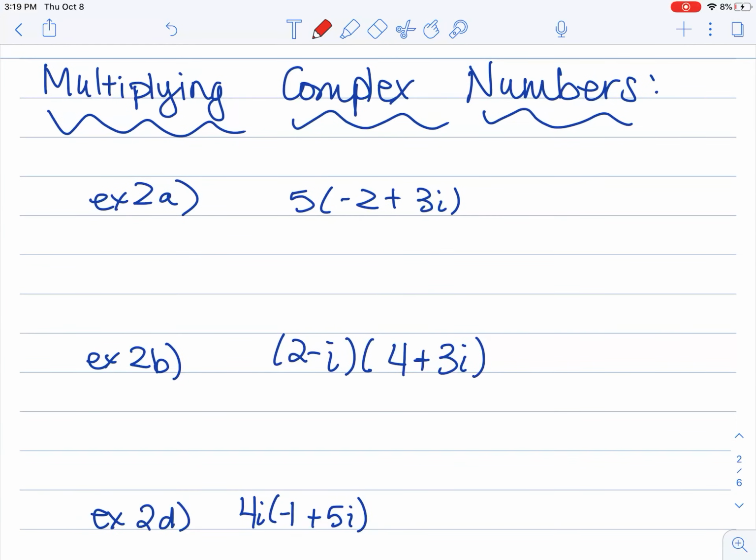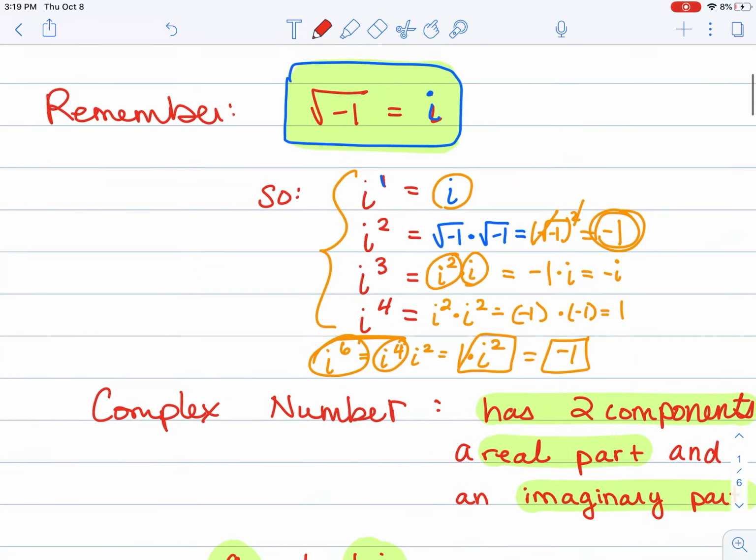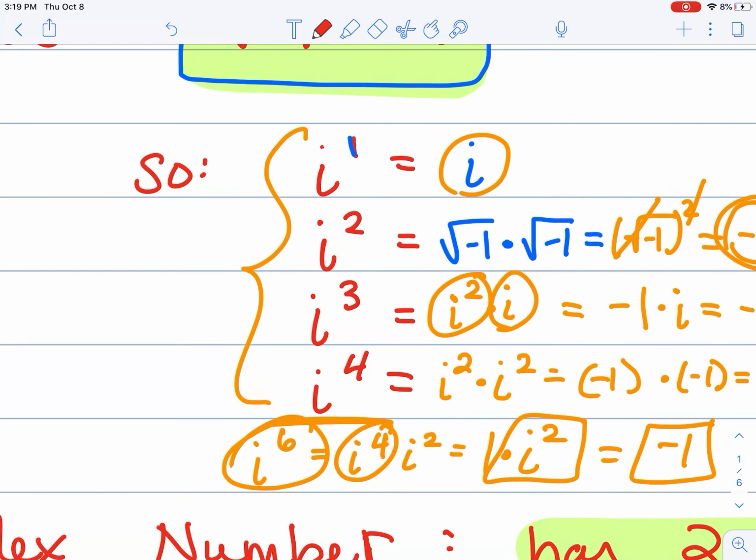So what if you had to multiply complex numbers? When we deal with complex numbers, we can pretty much just deal with it as if we would any other variable, except for when we multiply an i times itself, because then it changes value, just like we saw up here in our list of our values for i.